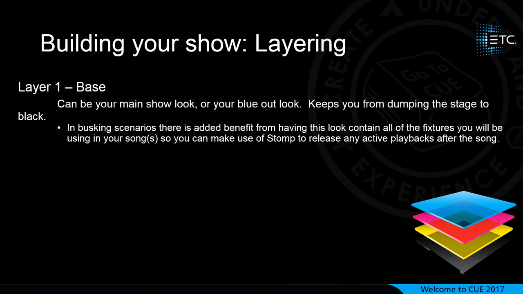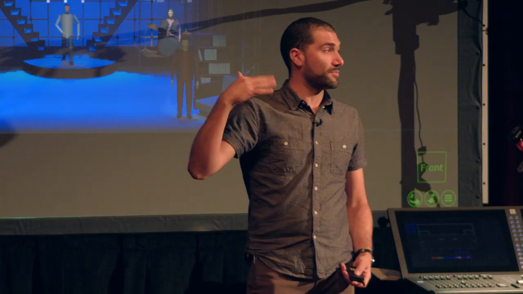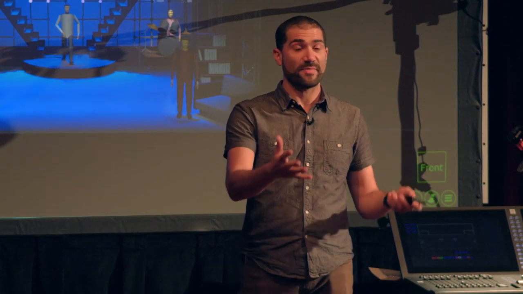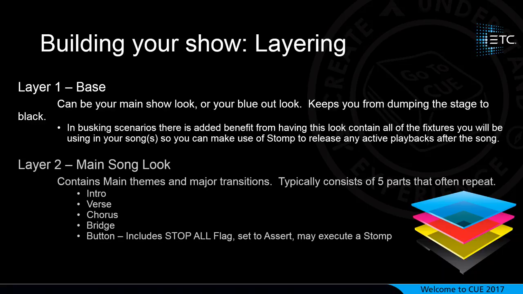So first, I'm always going to have a base, right? So I'm going to have like a blue look or a base look on which I'm building over, so that if I end up dumping stuff, the stage doesn't go dark. So if I'm in an awards show scenario or there's a live band on stage, it's someplace for me to come from and go to, right? So I'm never coming from a black stage. I'm always coming from something that's lit. It's always underneath. So I can always assert that at the end of the show and use that to stomp out other looks that I have on stage.